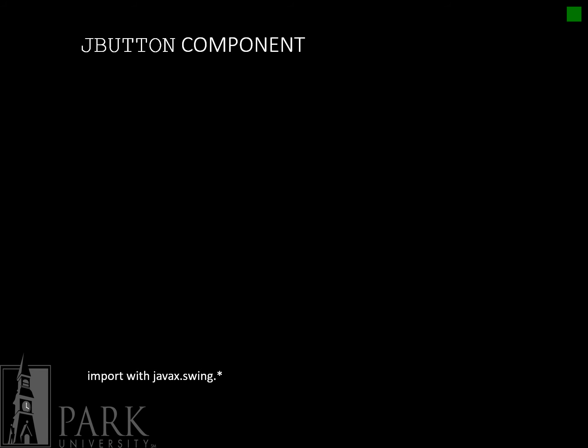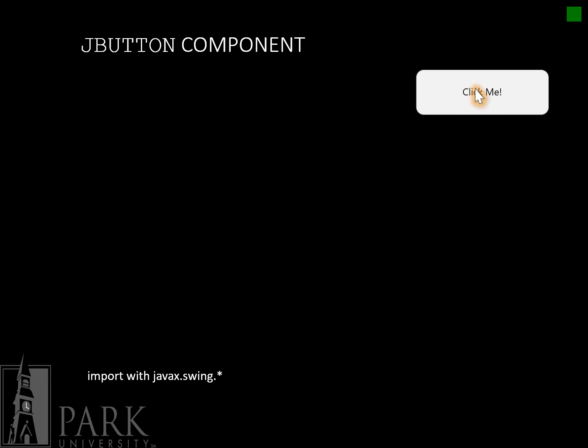So now that we've covered some of the more complicated concepts for GUI programming, let's take a step back and look at some more components that we can use in our GUI programs. A JButton component is exactly what it sounds like. It's a button that you can click to trigger an event. And creating one is very simple.